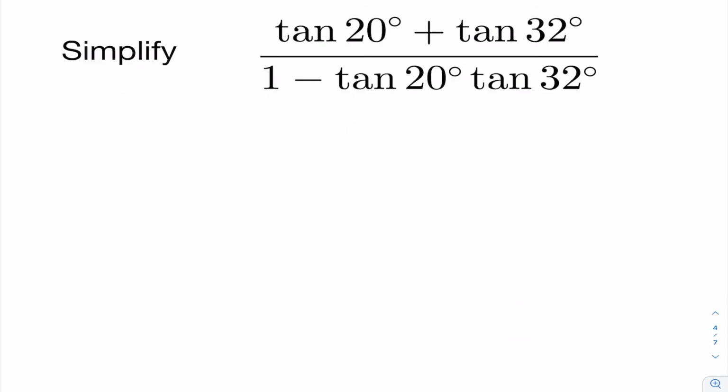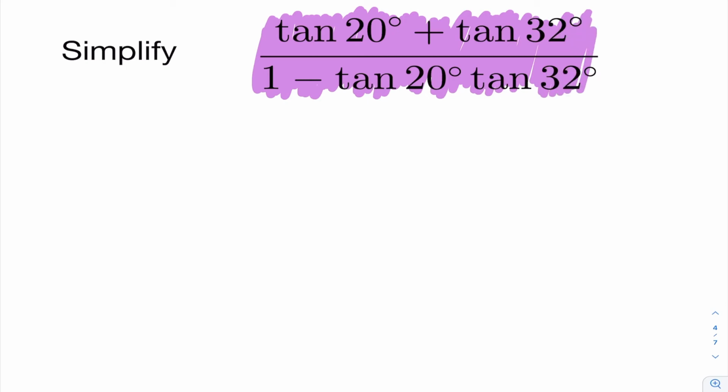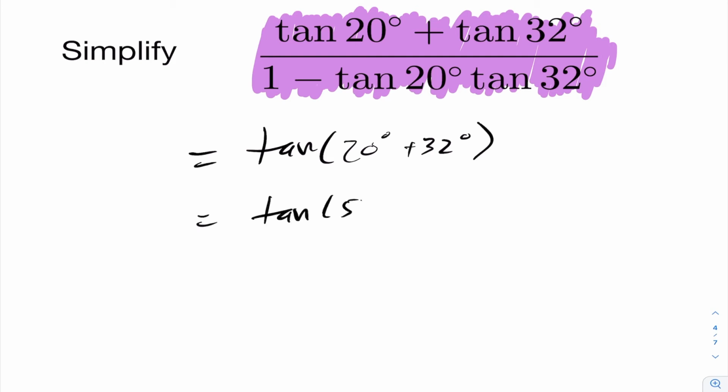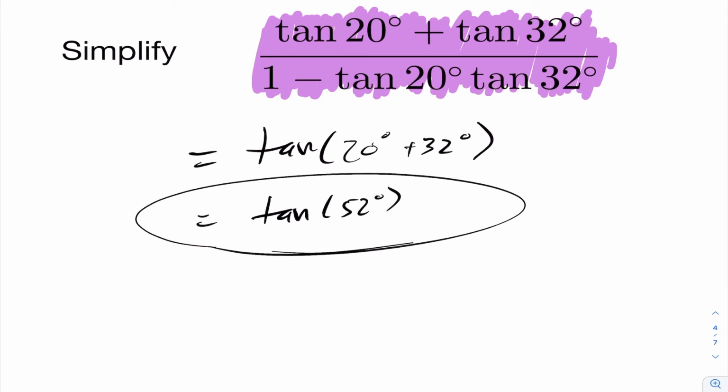In the next example here, we want to simplify the following expression. The idea here is that this expression resembles our tan of x plus y formula. You'll notice here you have the tan of 20 degrees plus the tan of 32, all divided by 1 minus tan 20, tan 32. So this is equivalent to the tan of 20 degrees plus 32 degrees, so this ends up being the tan of 52 degrees. Now, 52 degrees is not one of our special 16 points on a unit circle, so we're going to leave the answer as tan of 52 degrees. Let's take a look at another example.